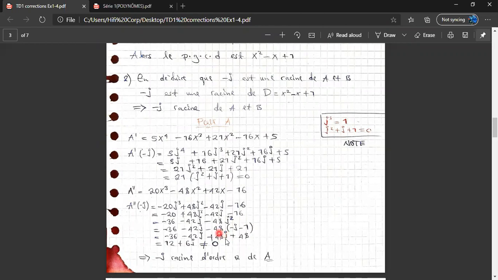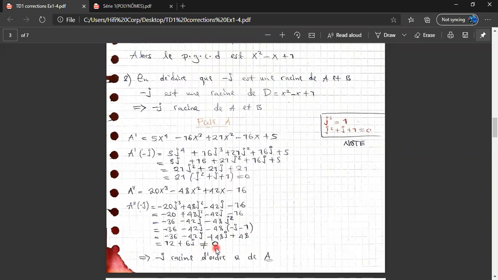So when I multiply it, it becomes plus 48j. Plus what? Plus 48. Like terms together: 48 minus 36 is 12, and negative 42j plus 48j is 6j, which is not equal to 0.